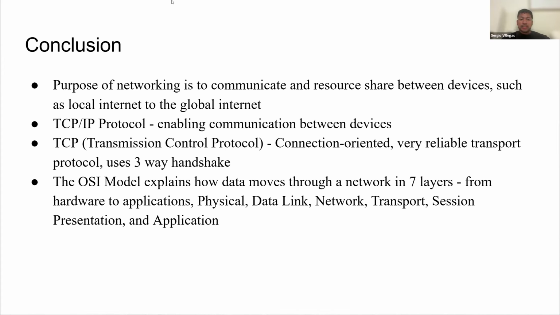The TCP, transmission control protocol, is connection oriented and a very reliable way to communicate between devices. It uses a three-way handshake to ensure that reliability. And then the OSI model explains how data travels between the 7 layers from hardware to application, such as the physical, data link, network, transport, session, presentation, and application. Those are the 7 OSI layers. And those are some of the key takeaways from the class so far.